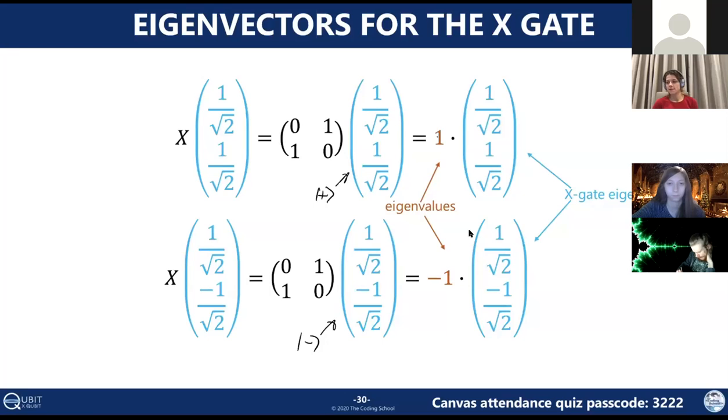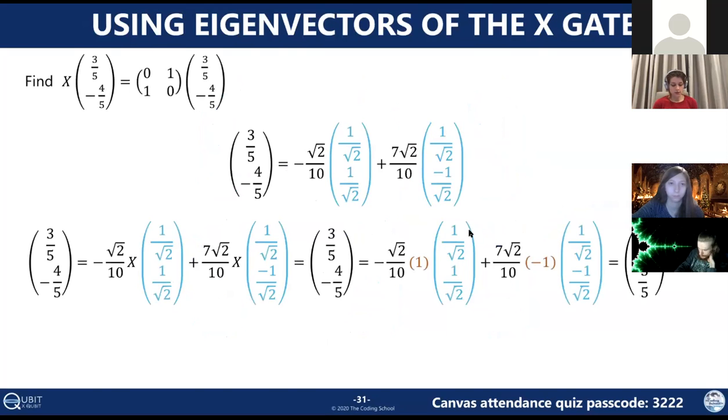Technically, there is a phase on the state, but it's not a type of phase that will cause it to interact with other states differently, although it can accumulate when you perform more operations. Yeah, so these are the eigenvectors for the X gate. And this is the more complex example where you really see why these become useful.